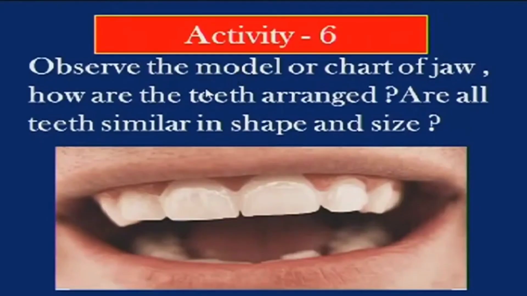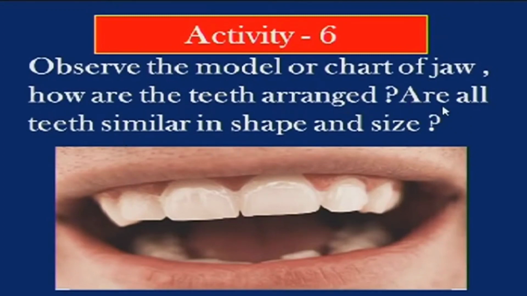Let us know how different teeth in our mouth help in the mastication process. Students, let us do Activity 6 in order to know the significance of mastication with the help of teeth. Activity 6: observe the model or chart of jaw.